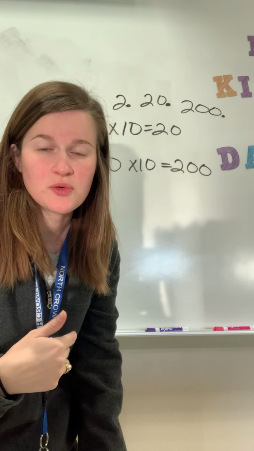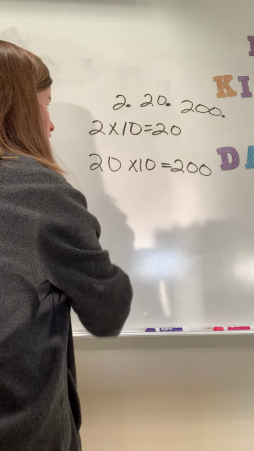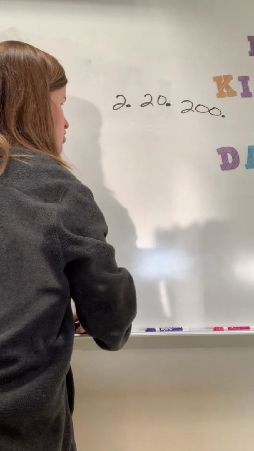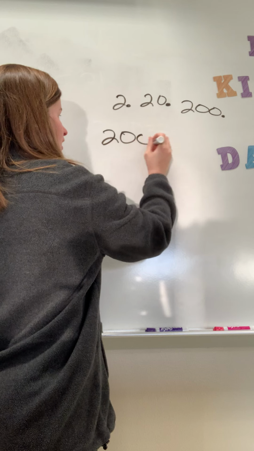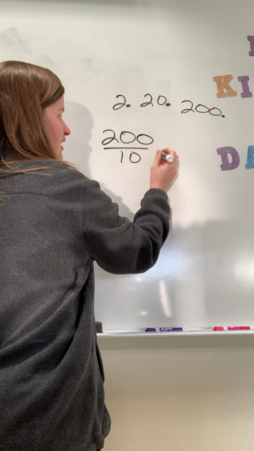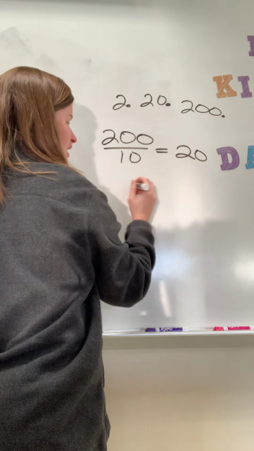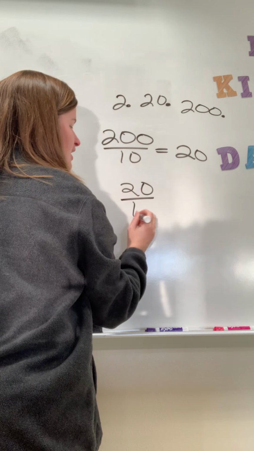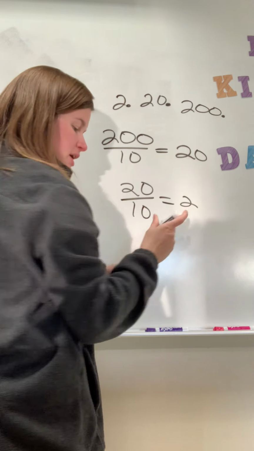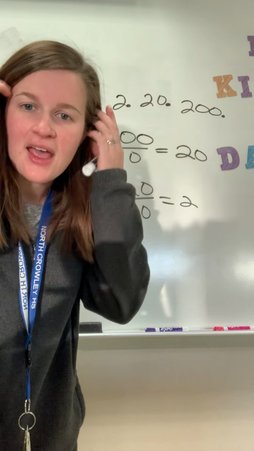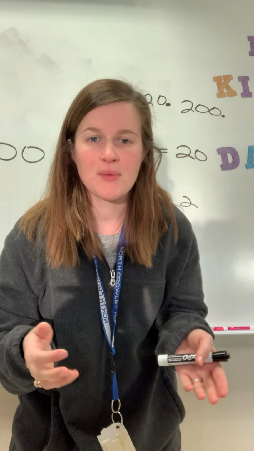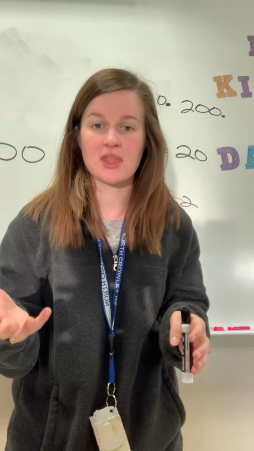And the same would be true if we divided. So if instead I took 200 and I divided it by 10, it would be 20. And if I took 20 and I divided it by 10, it would be 2. And so we're just moving that decimal back and forth because it's just by a factor of 10. And so that's why we have that times 10 to the.